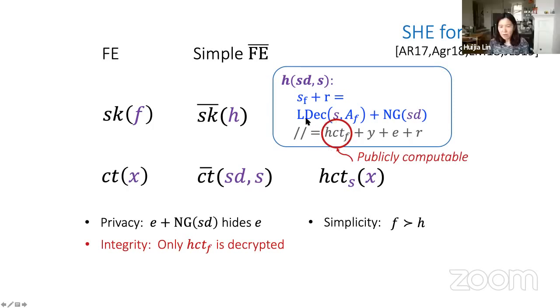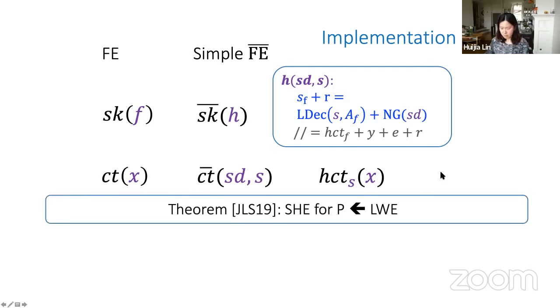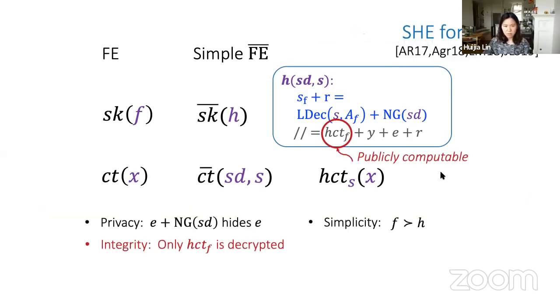Since the output ciphertext can be publicly computed, from this output we can recover the output Y. Okay. And so this solves our integrity problem.